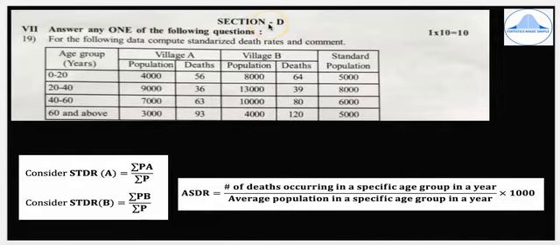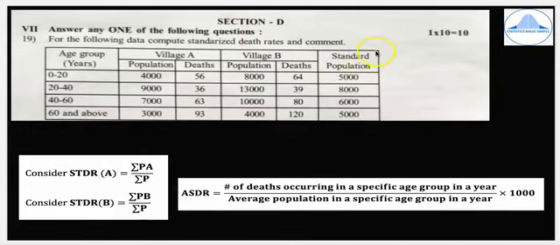Section D. 7th main, answer any one of the following questions. Each of these questions carry 10 marks, and STDR is a very important question among the 10 markers. The 19th question: for the following data compute STDRs, that is standardized death rates, and comment. They have given us the age groups in years. Village A's population and deaths are given. Village B's population and deaths are given for each of the age groups, and the standard population is given.